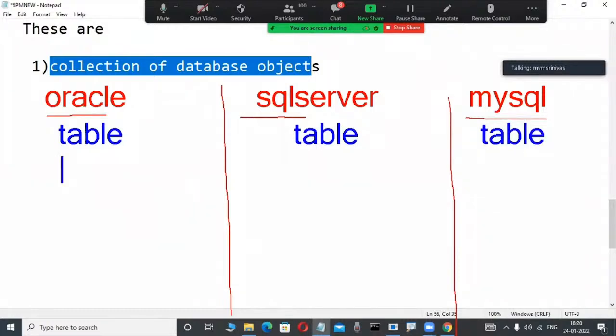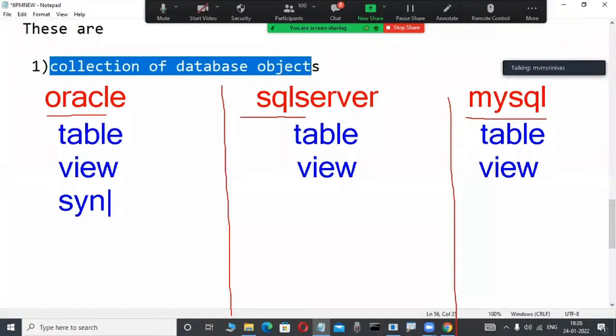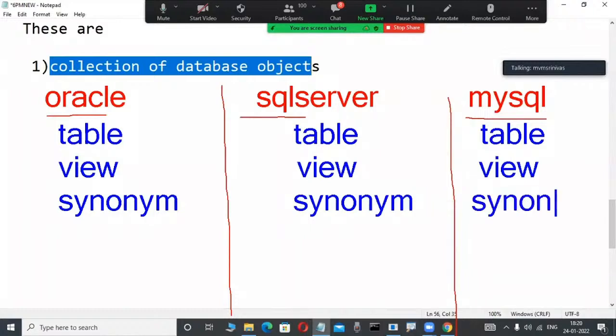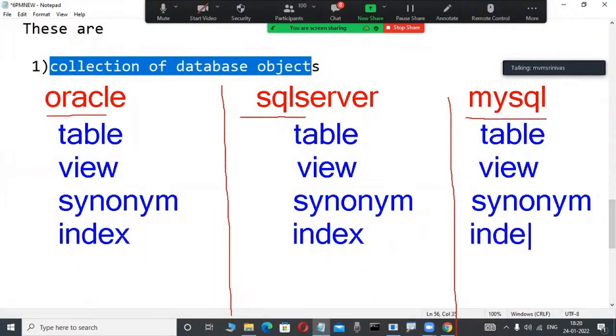Again, a view is a database object with some purpose. Here also a view is there, and here also. A synonym is a database object. What is a synonym? What is a view? We are learning those in our course, don't worry. Here an index is there, and here also an index is there. These are called objects. Some terminology, big concepts only.